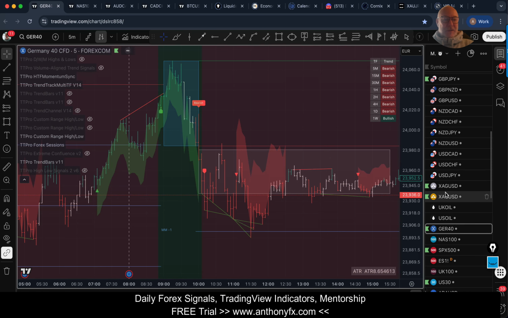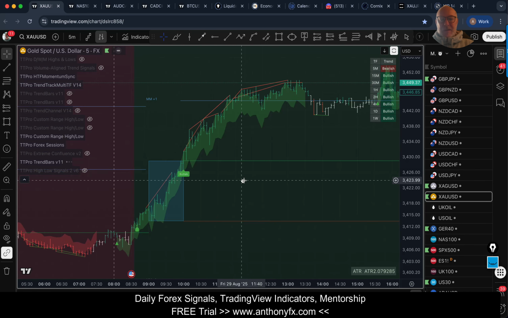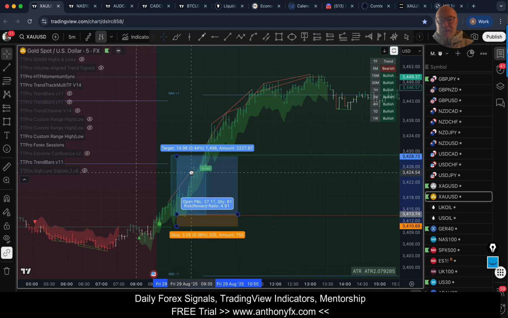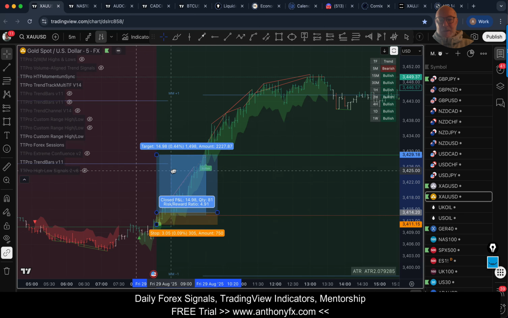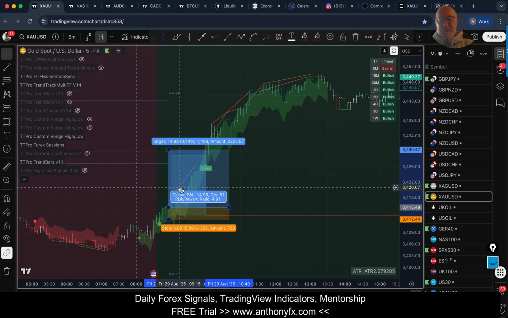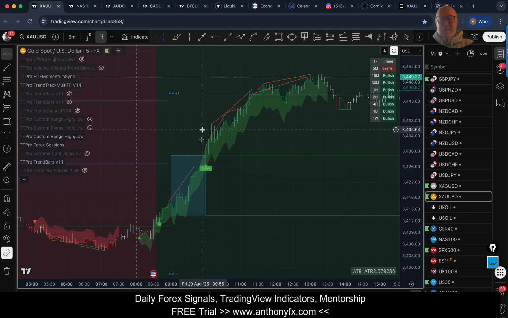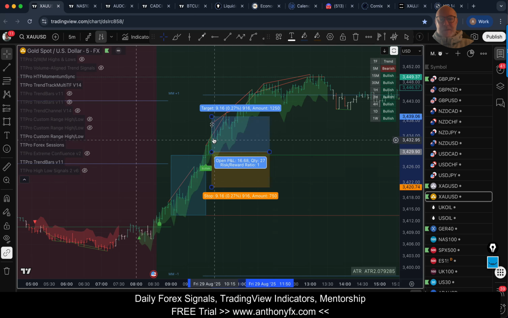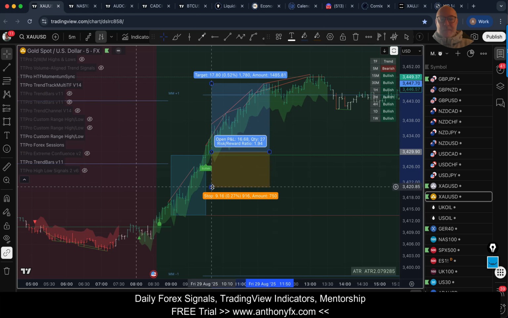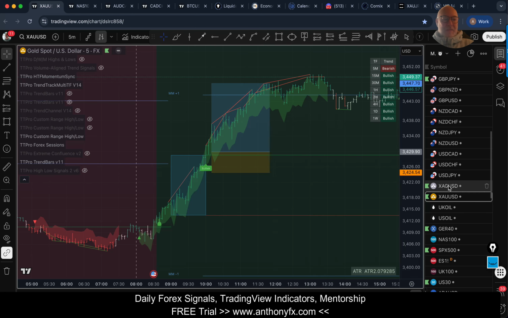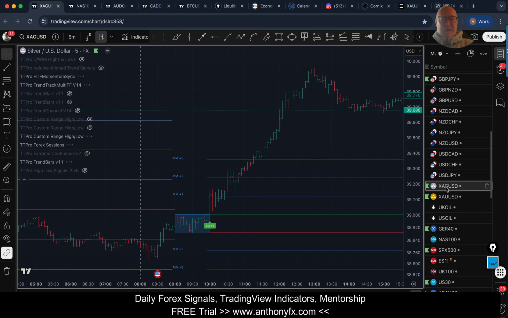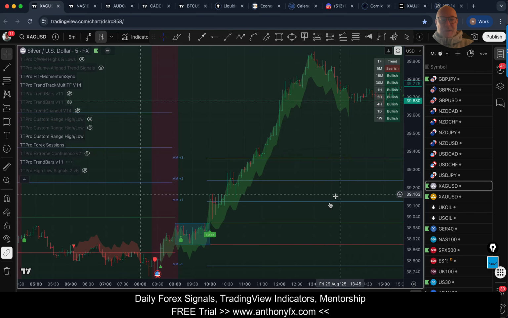Okay, we'll have a look at gold. All right, again, you can jump the gun and go after the session open. You can go with this green signal if you like. Nice, 6.8R. Or you can wait for the box to complete. And we're in the green zone here, so we could take that. All right, so just run through. We'll have a look at a few. And again, as I mentioned, I'll explain the strategy.